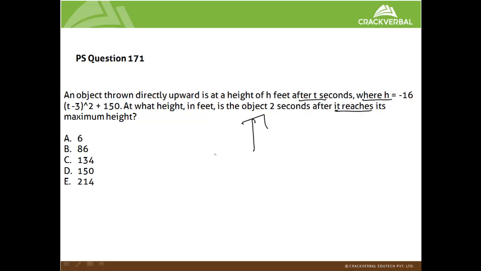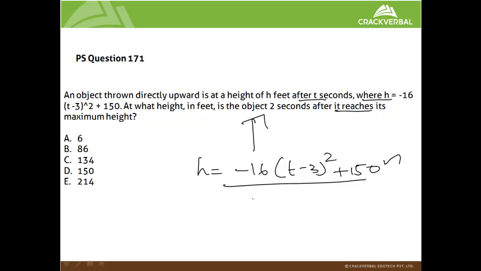So they have given us a function where height h in t seconds is minus 16 times (t minus 3) the whole square plus 150. So this is what your function is. That will give you the height after t seconds for an object thrown directly upwards. The question is at what height in feet is the object 2 seconds after it reaches its maximum height. First, we have to figure out when this will reach its maximum height, at what time.